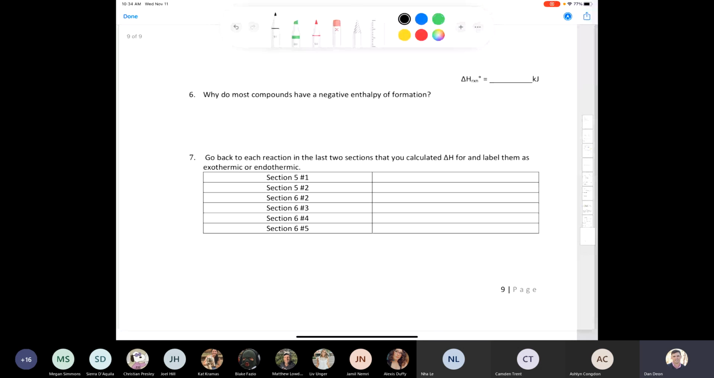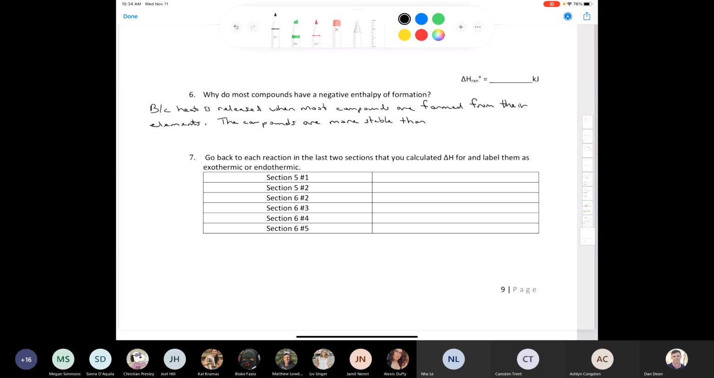So let's write that down. Because heat is released when most compounds are formed from their elements. The compounds are more stable than elements in their standard state.